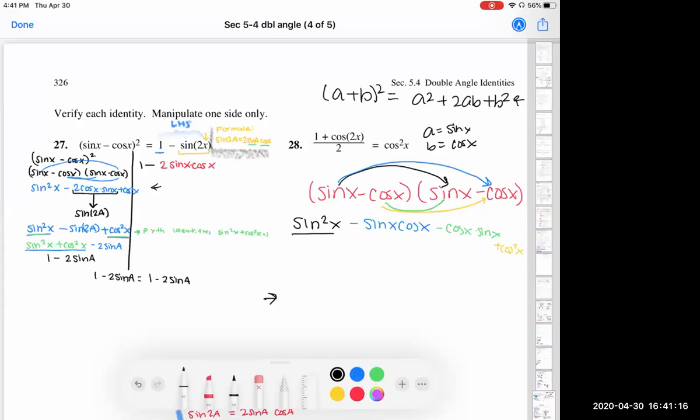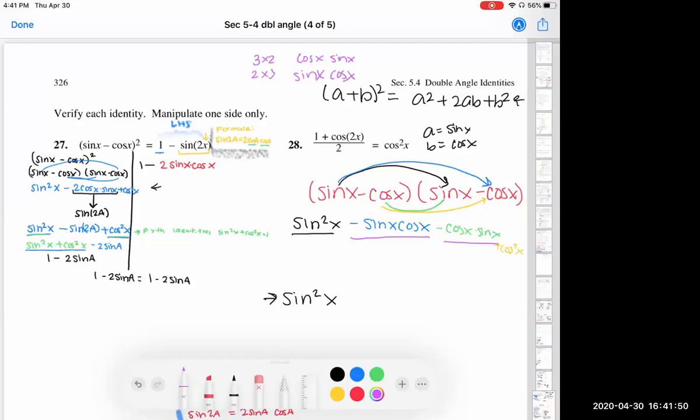So I only have one sine squared of X. So I have sine squared of X. Now I have minus sine of X cosine of X and a minus cosine of X sine of X. They're like terms because they both have a sine and a cosine of X that are being multiplied. Remember, in multiplication, order doesn't matter. So I always say 3 times 2 is the same thing as 2 times 3. So cosine of X and sine of X is the same thing as sine of X times cosine of X.